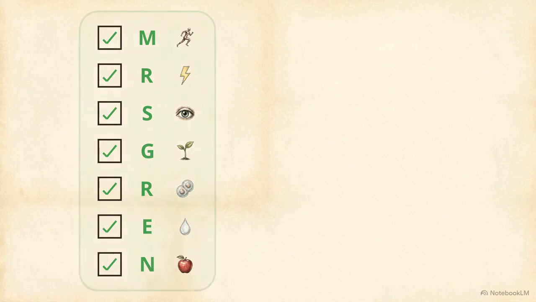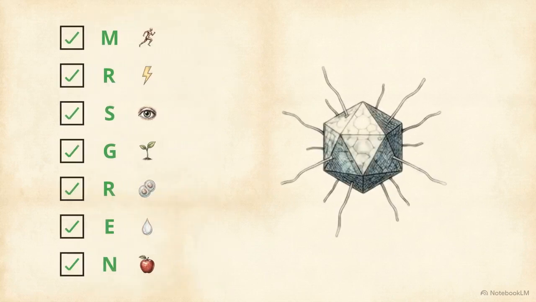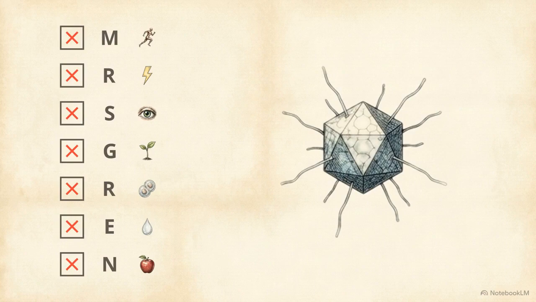To define life, we use the MRS GREN checklist. If a specimen ticks all 7 boxes, it's living. M is for movement, R is for respiration, S is sensitivity, G is growth, R is reproduction, E is excretion, and N is nutrition. As you look at this diagram of a virus, notice that it fails the test.